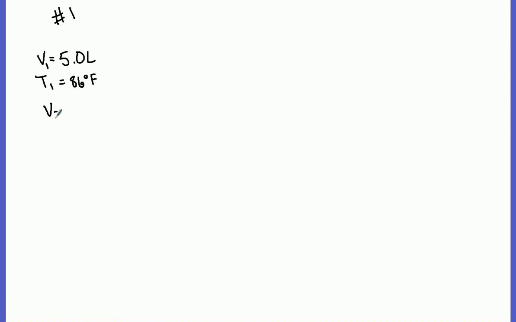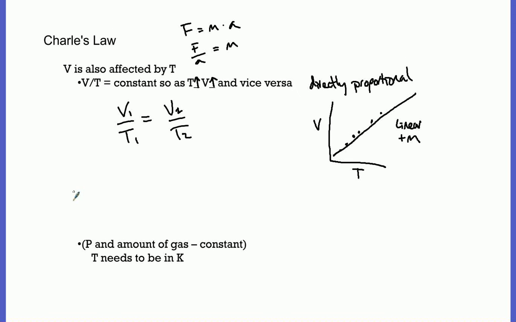My second volume is what I'm trying to figure out. I don't know that yet. But my new temperature was 14 degrees, kind of like it was today outside, or is currently. So 14 degrees from 86 degrees. Next thing we need to understand about a Charles' law problem is down below, pressure and amount of gas have to be constant. I can't have those other things be changing.